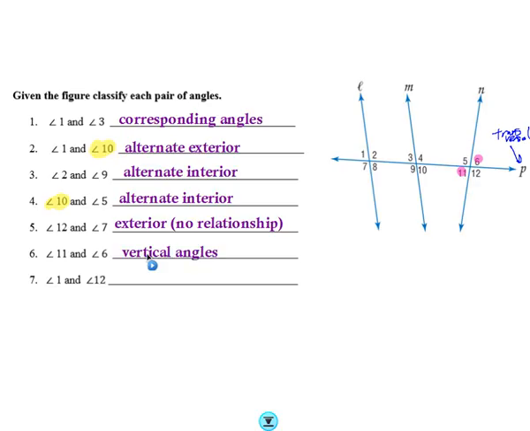Those are vertical angles, because again, we're really not paying attention to any of this, not paying attention to any of this. We're contained right inside these 4 corners. So there's my X. Those are vertical. And finally, the last one here, we have 1 and 12. So here's 1, here's 12. Good old alternate exteriors.